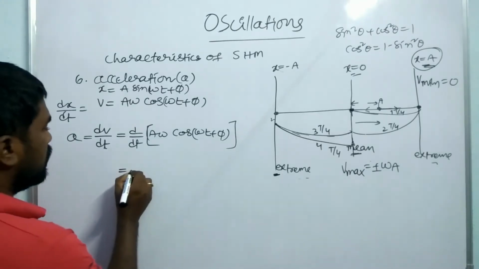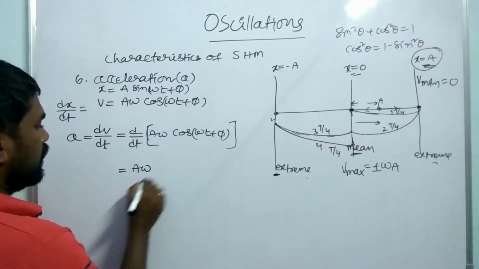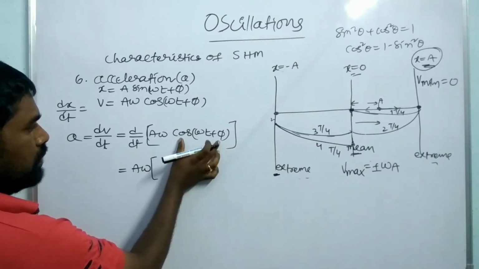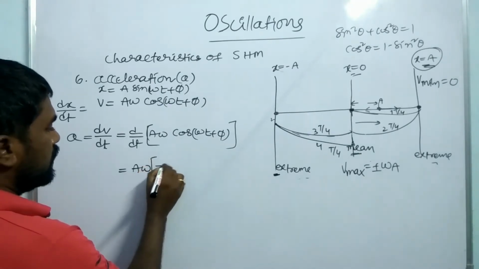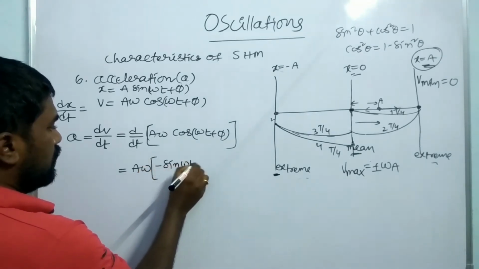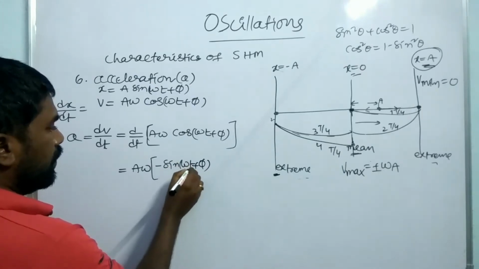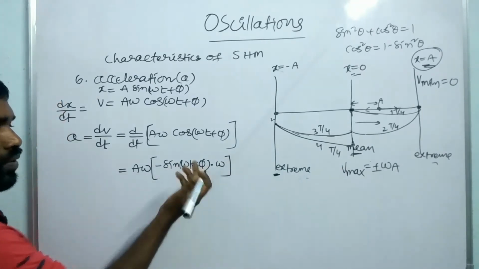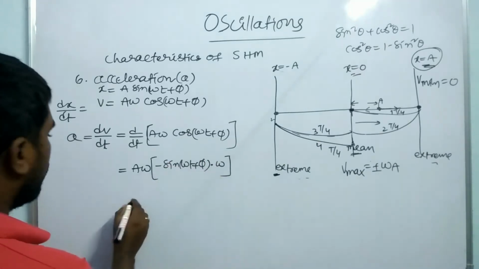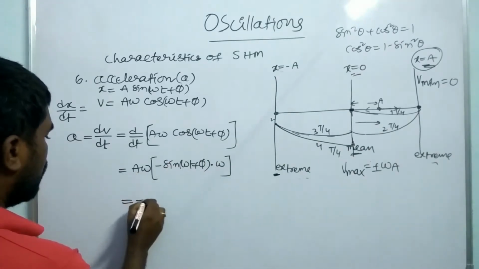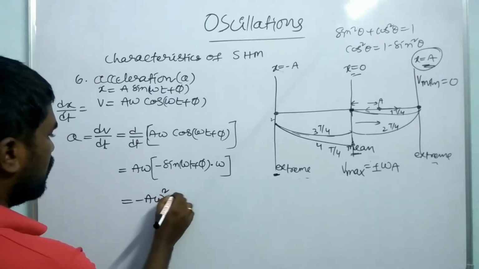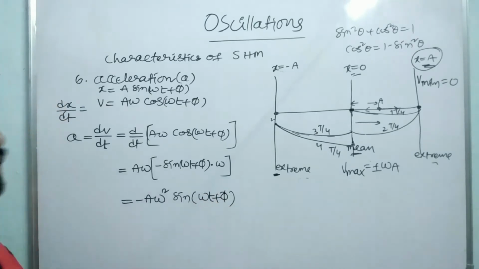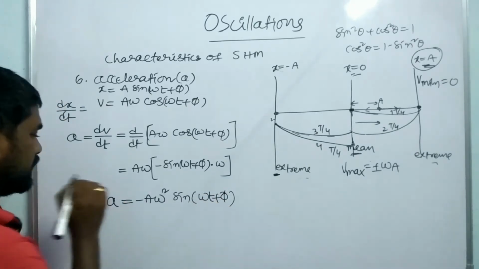Right. So here A omega stays outside, and cos omega t plus phi. The derivative of cos omega t is minus sin omega t plus phi. And omega t is derivated to omega. Omega t gives omega. Phi will be equal to 0. So omega into omega gives omega square, and now with the minus, it will be minus A omega square sin omega t plus phi. Clear? So this is the acceleration.